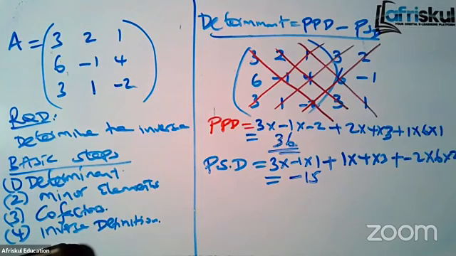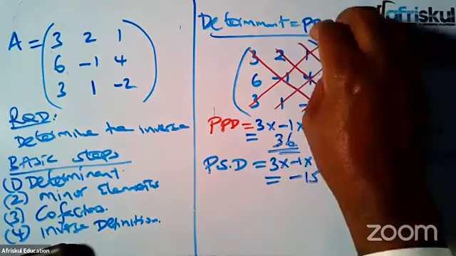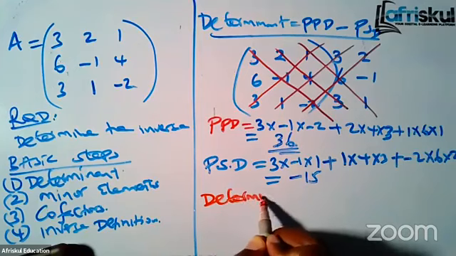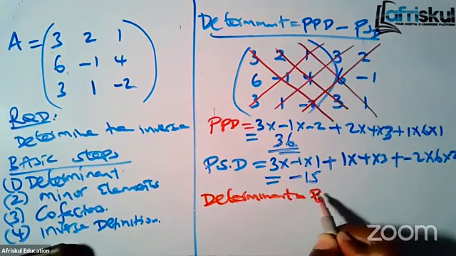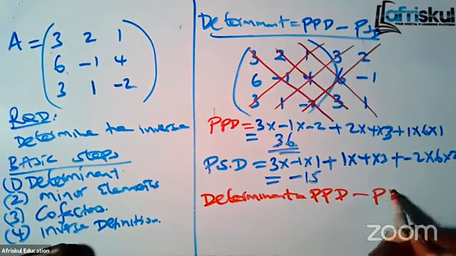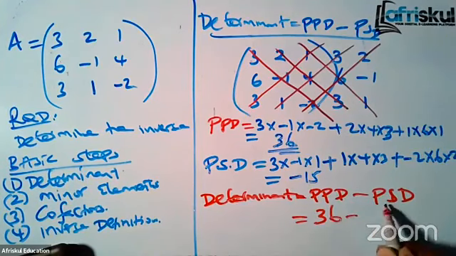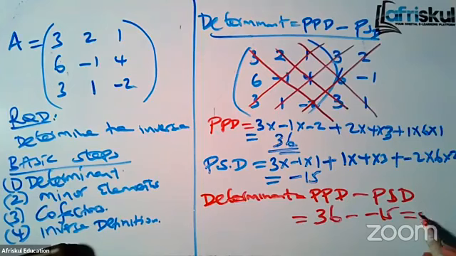From there, ladies and gentlemen, plug in the figures that you have in this formula for you to be able to give us the determinant. To get the determinant, we have product of primary diagonal minus product of secondary diagonal. So product of primary is 36 minus the secondary diagonal, which is -15. So we have 36 minus -15, which gives us 51.